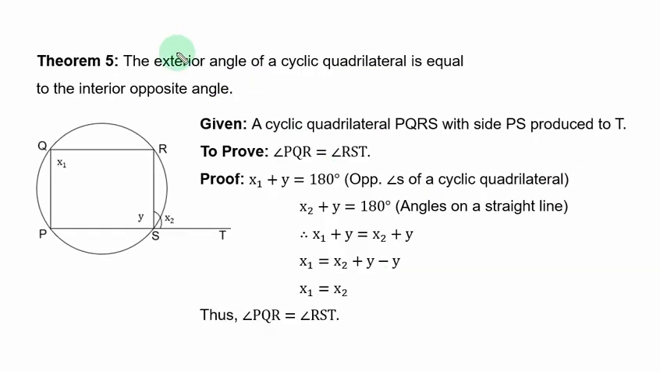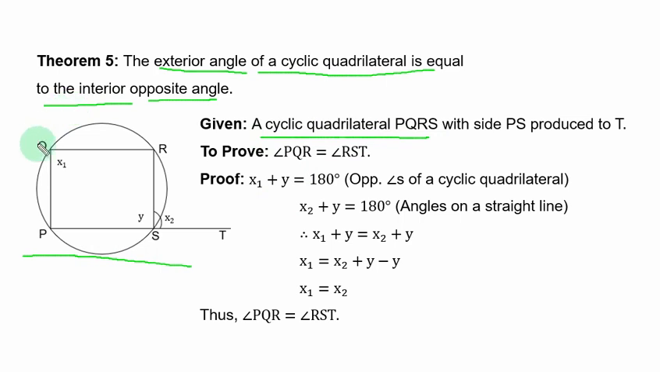Theorem 5. The exterior angle of a cyclic quadrilateral is equal to the interior opposite angle. Now, we want to use this figure to prove this theorem. Given a cyclic quadrilateral PQRS with side PS produced to T. To prove angle PQR, this interior angle, is equal to angle RST, this exterior angle.